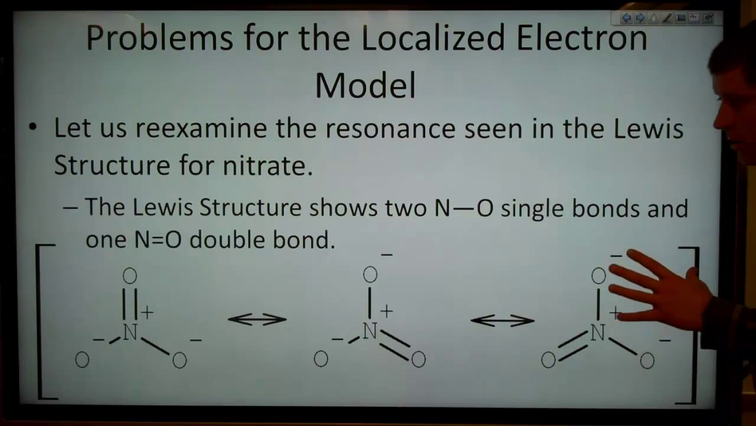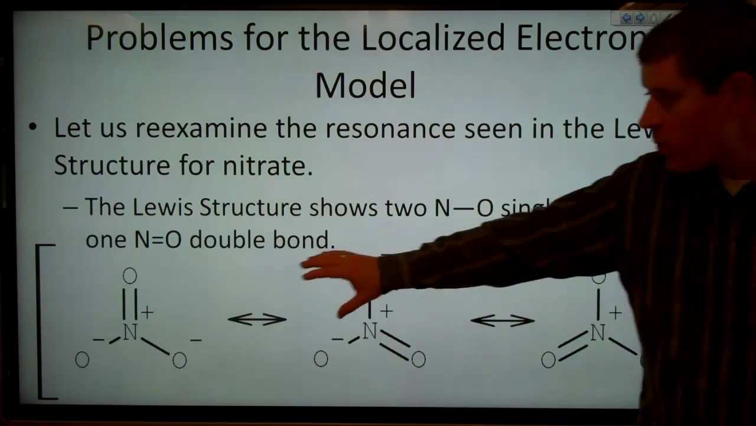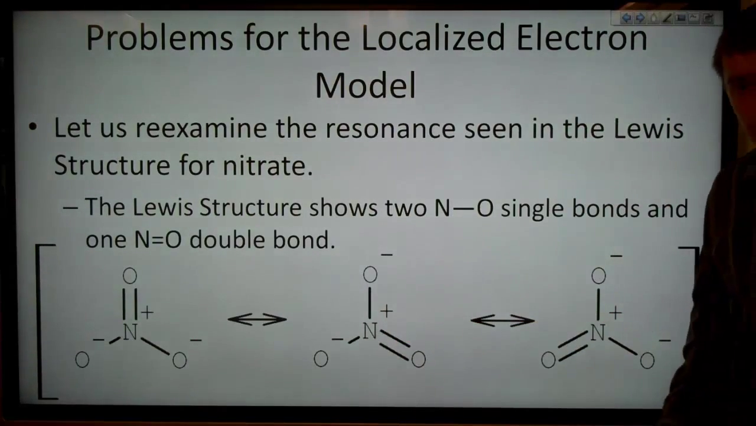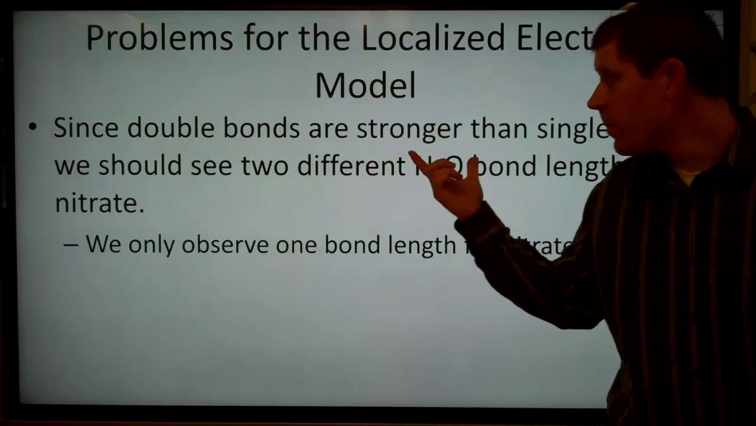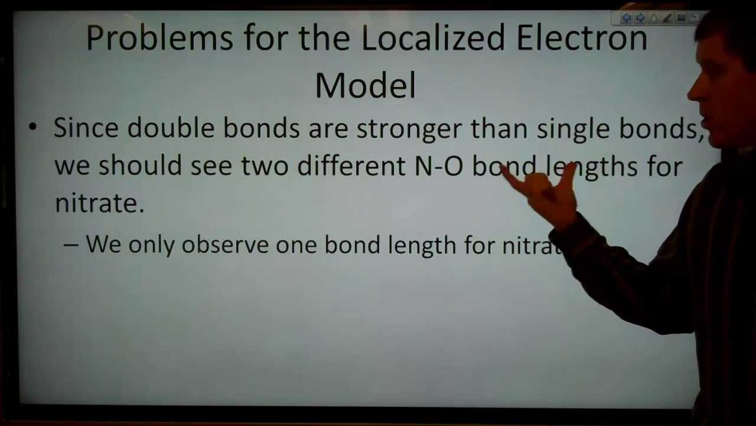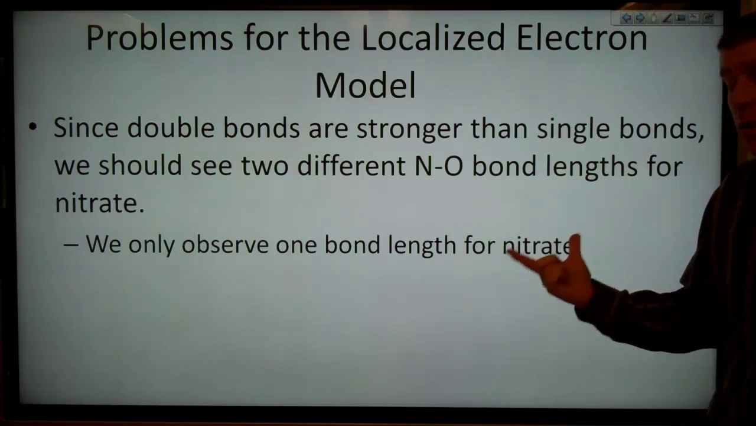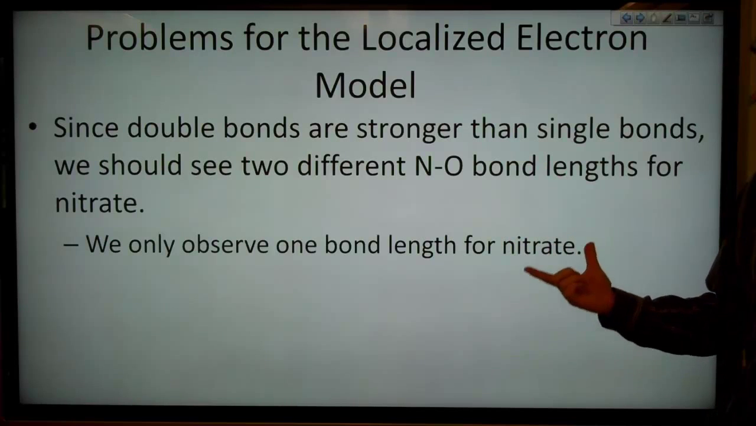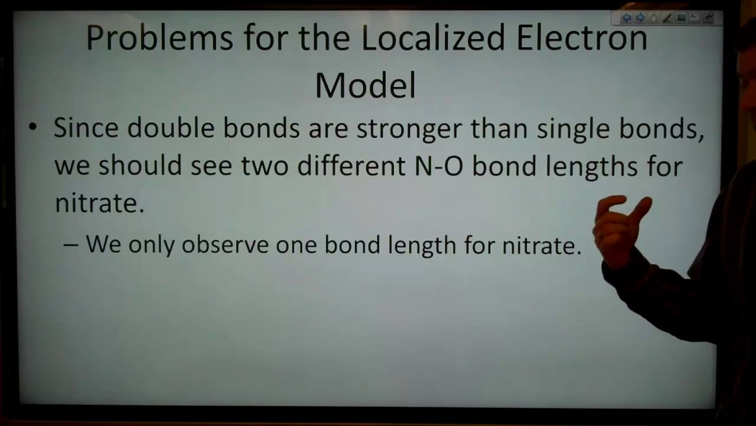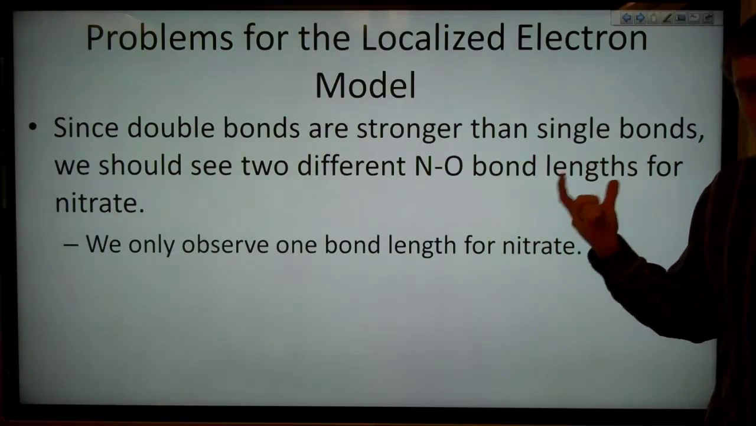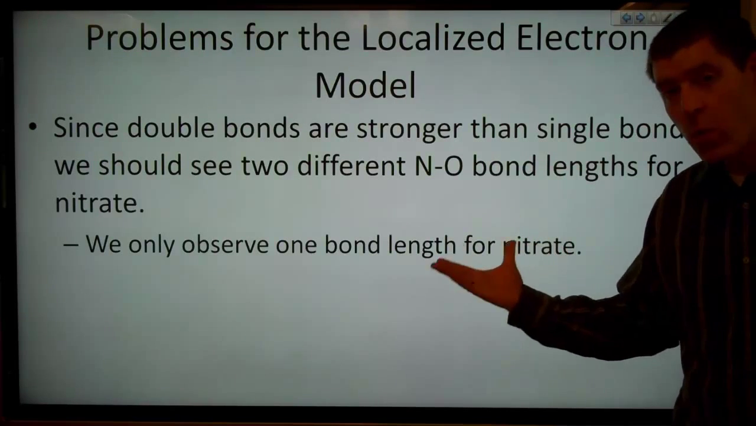So the Lewis structure shows two nitrogen-oxygen single bonds and one nitrogen-oxygen double bond. And where that double bond is can vary depending on which resonance structure that we see. So because the double bonds are stronger than the single bonds, we should see two different nitrogen-oxygen bond lengths for nitrate. But we only observe one bond length for nitrate, which means that something is wrong with our localized electron bonding model or our hybridized electron bonding model, because neither one of those can adequately explain why we only see one bond length there.